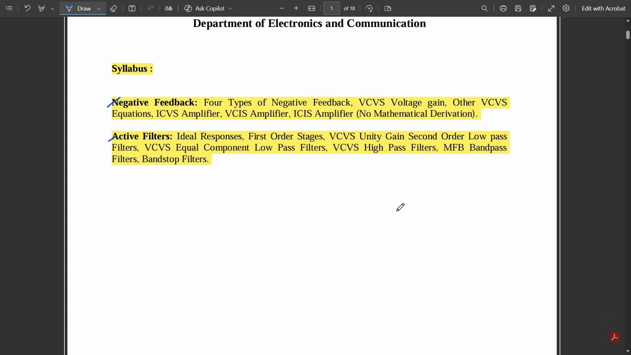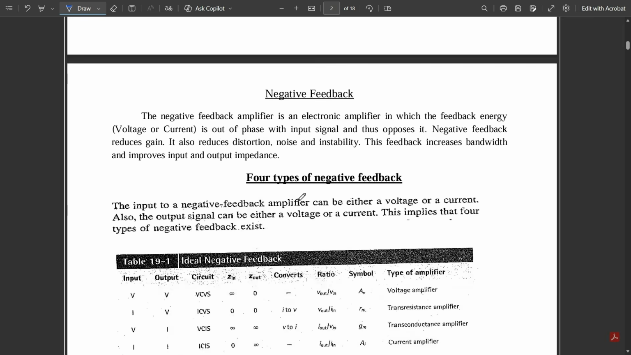Problems are very simple, guys, in this. It is direct formula. If you know the formula, you can directly analyze the circuit and solve the problems. Very easy problems. So in these videos also I would be discussing some example problems. Go through it. So let us start now with negative feedback.